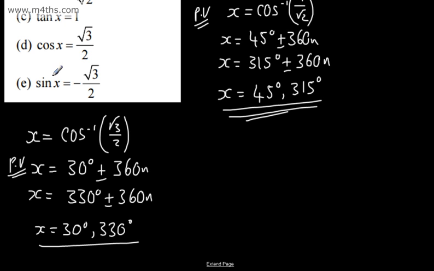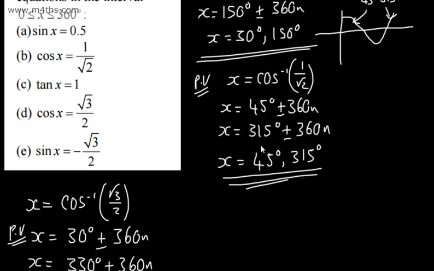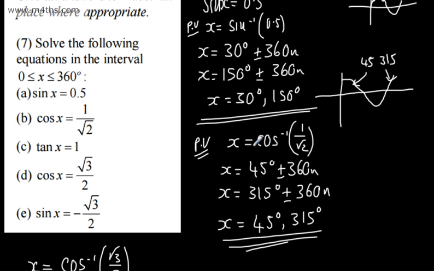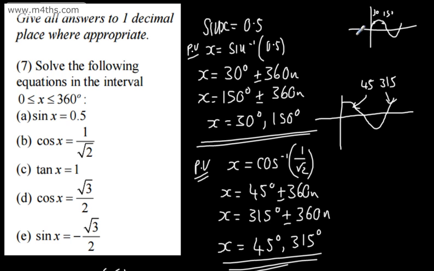Okay, things are starting to get slightly more interesting here. What we've got is sine of x is equal to negative root 3 over 2. So what we're looking for is a principal value. Our calculator is going to give us a negative answer as it considers now where the principal value is. It gives a certain period.